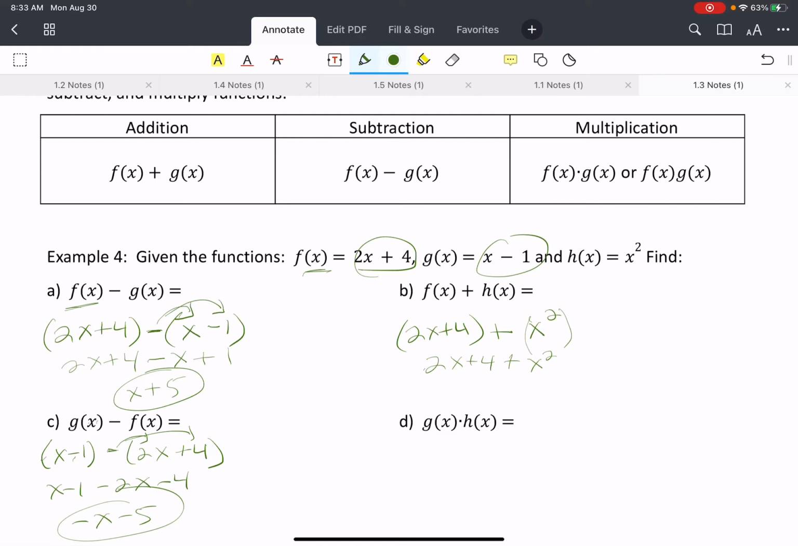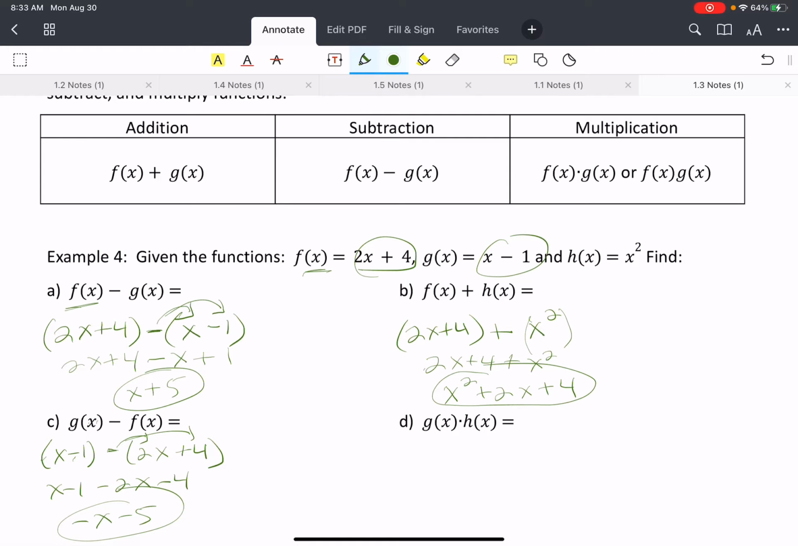And then I just do a check from last week. Is it in standard form? No, because I need my x squared to go first. So all I have to do on this one, because there's no like terms to combine, is just rearrange it so that the x squared is first. Good?